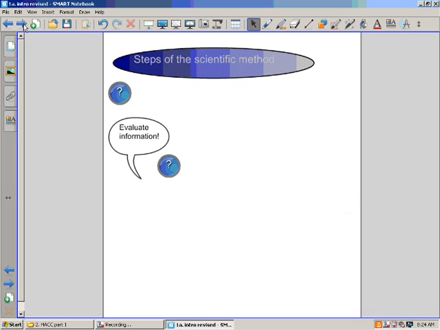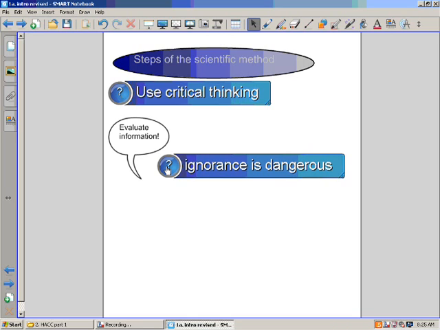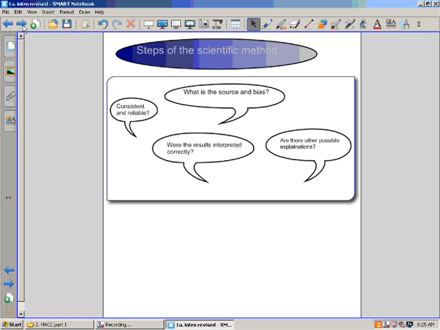Whenever we're performing things in the scientific method, we want to ask some questions. We want to use our critical thinking because ignorance is dangerous. So we want to evaluate whatever information we're being presented. And in doing that, we want to ask some questions. So for example, is this information I'm getting consistent and reliable with other sources? Does it compare well to other sources? Is it supported by other independent studies? Is the source itself biased?